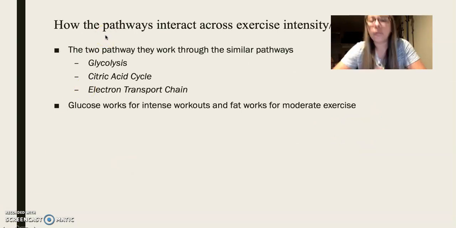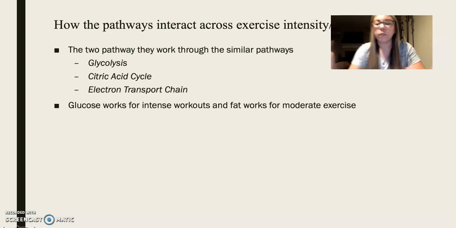So how the pathways interact across exercise intensity and duration. So the two pathways work in similar motions. They both go through glycolysis, they both go through the citric acid, and they both go through the electron transport chain. So depending on the workout, you'd be using glucose, and depending on the workout, you'd be using fat. The only downside is that the fat, which I'll mention later on, works slower, and that's the reason why you just use it for moderate exercise. It takes longer to burn that.